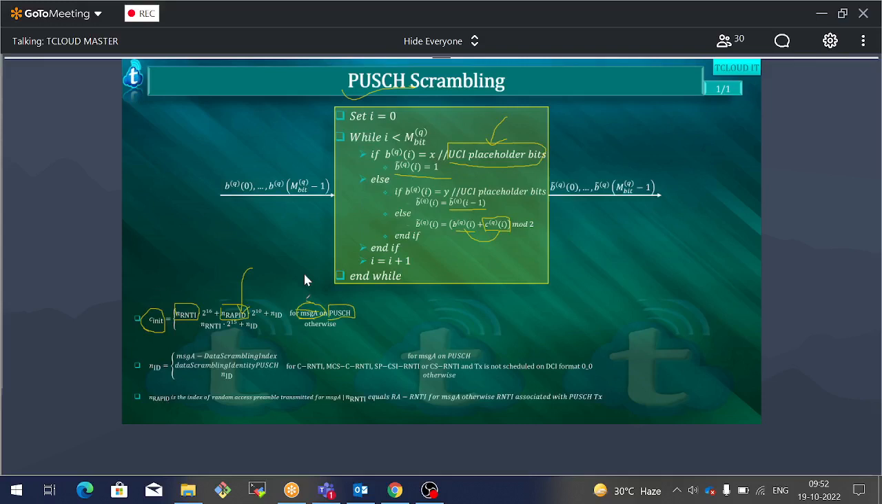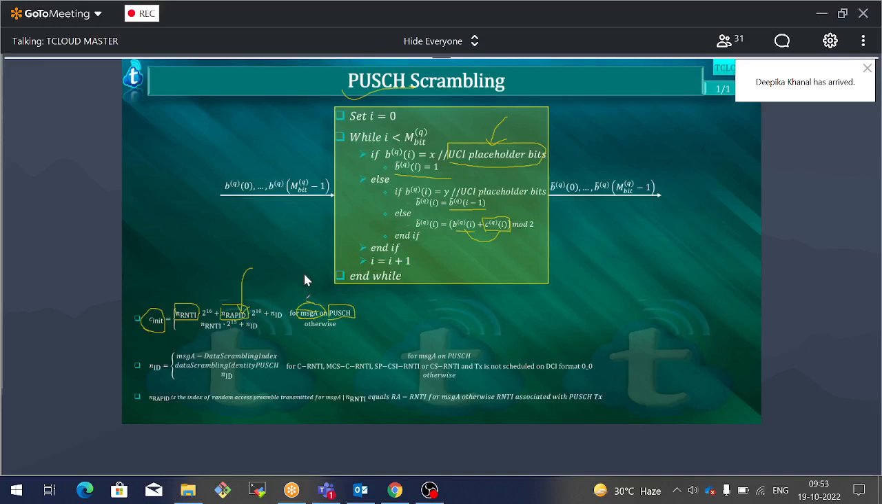But if you are generating the C init for Message 3 transmission, the N_RNTI is nothing but the RA-RNTI that is computed by the mobile by using which resource you are transmitting the preamble on the channel. On the basis of it, you calculate this RA-RNTI, in which slot you are transmitting, which frequency resource you are transmitting, which subframe you are transmitting. All those numbers would be used in calculating this RA-RNTI. We have studied that. That would be used as N_RNTI here.